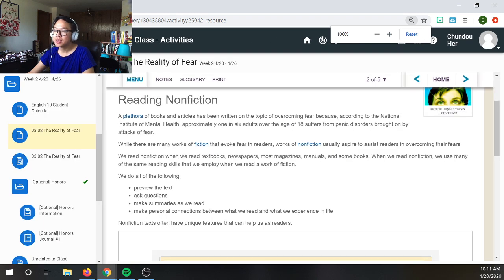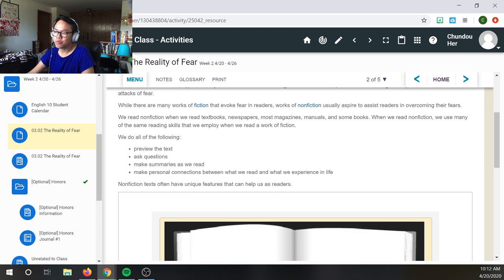No, I can't. So while there are many works of fiction that invoke fear in readers, works of nonfiction usually aspire to assist readers in overcoming their fears. We read nonfiction when we read textbooks, newspapers, most magazines, manuals, and some books. When we read nonfiction, we use many of the same reading skills that we employ when we read a work of fiction.